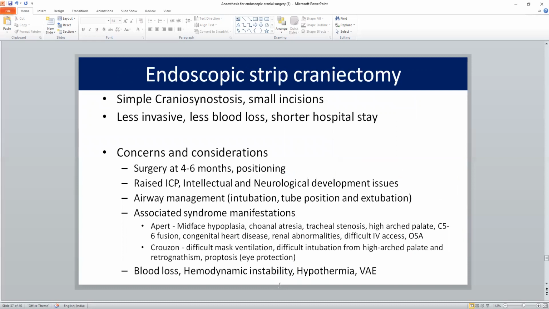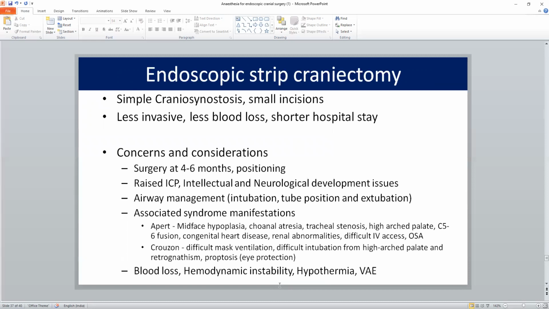So, what is the advantage? Less invasive, less blood loss, shorter hospital stay, small incisions. So, what are the considerations for endoscopic strip craniectomy? The surgery is generally performed very early in life, 4 to 6 months. Position becomes very important. Generally the Sphinx position is used. Raised ICP is a concern. Intellectual and neurological development is an issue.